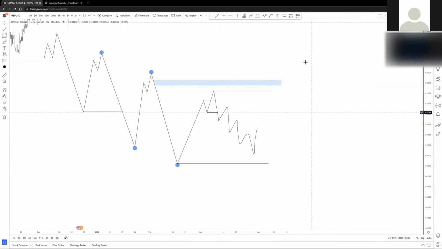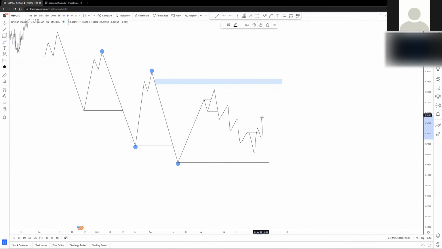That's it. So now price can go up and sweep this liquidity right here. So where are we currently at? If this is the trading range, we are in an extremely premium price, right?